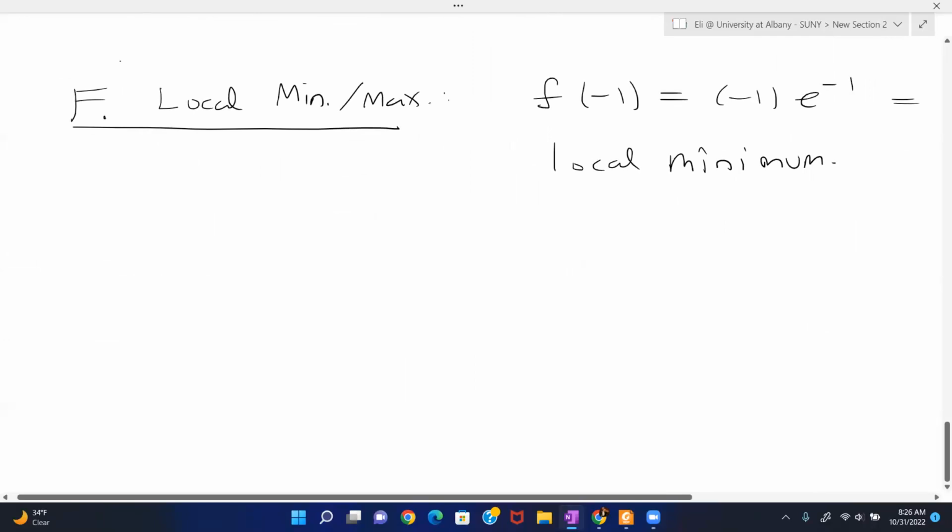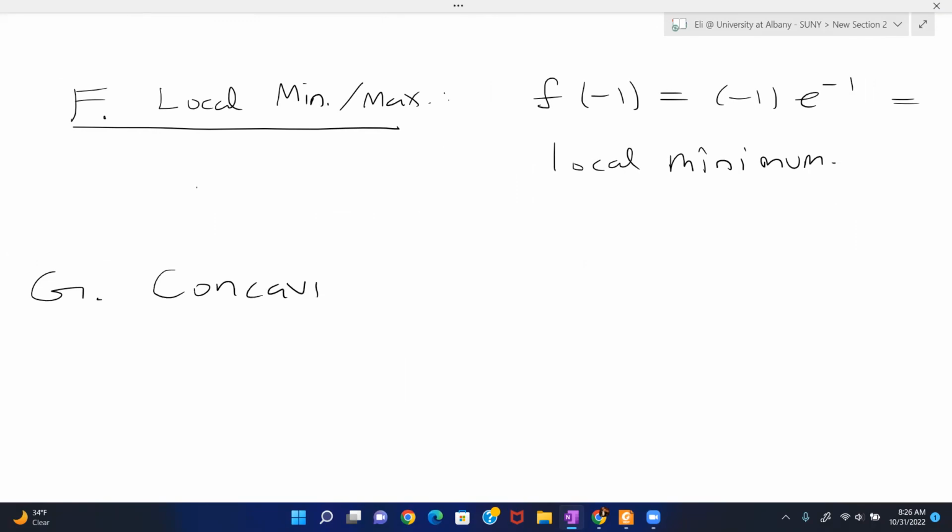All right, so now the last thing I think we need is concavity, and then we can actually sketch this curve. So now concavity, we know corresponds to the second derivative. Whether you're concave up or concave down corresponds to the sign of the second derivative. So we need the second derivative.